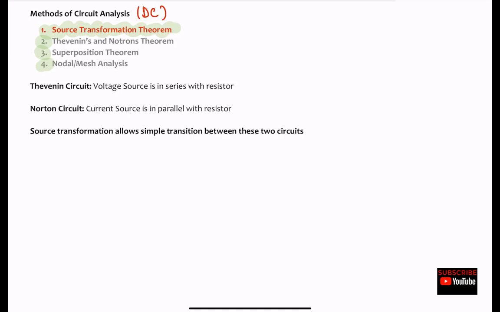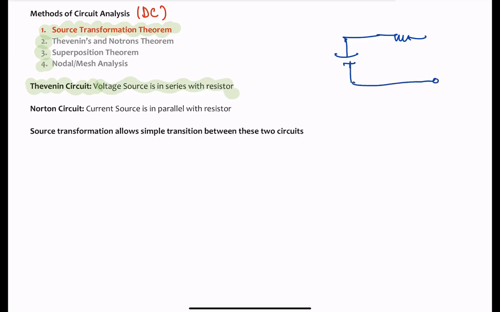So what is the source transformation theorem? Okay, so let's go through some of the definitions here. Thevenin circuit. What is a Thevenin circuit? It's a voltage source in series with a resistor. So in other words, it is just a circuit with some source and resistance. And we refer to this resistance as the Thevenin resistance. These are the two folks who came up with these theorems, Thevenin and Norton. So this is the Thevenin circuit right here. The source is referred to as the Thevenin voltage right here.